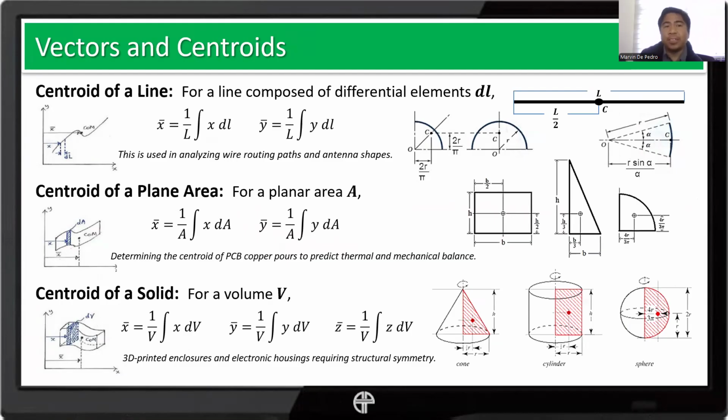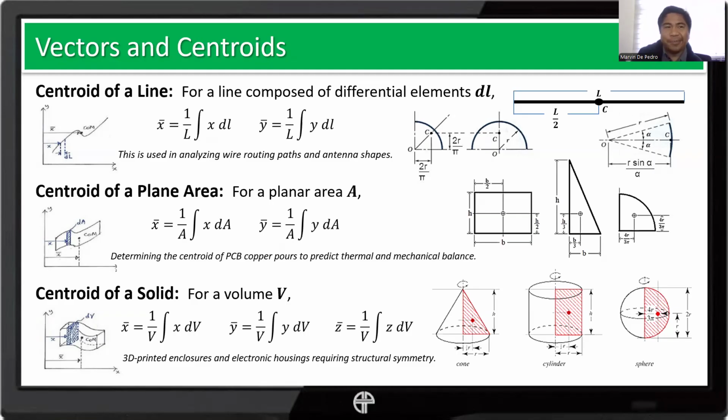Okay, and we usually use this in analyzing wire routing paths and antenna shapes. So centroid is important, remember, when we are analyzing vectors. That's why we have to locate the centroid of a line, a plane area, or a solid before we can have a more proper and more accurate representation of our vectors.